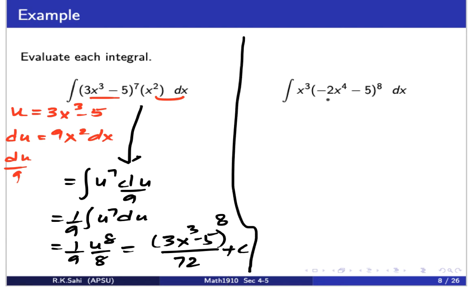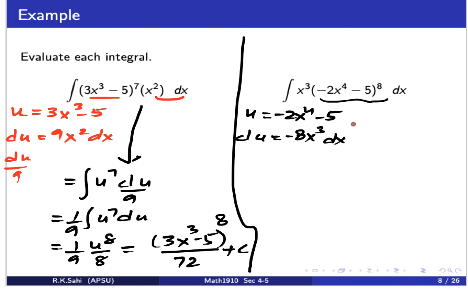Okay, let's look at this one, the second problem. Integral of x cubed times (minus 2x^4 minus 5) to the power 8. So here, the inside function, remember x cubed is on its own, but the next expression is the one which gives us the, oh, this is my u. So here my u is minus 2x^4 minus 5, and my du is minus 8x cubed dx.